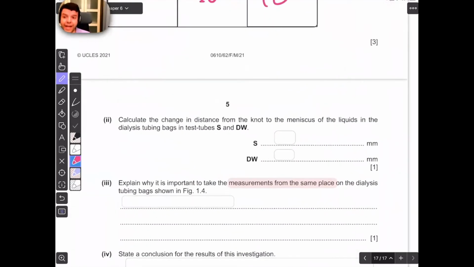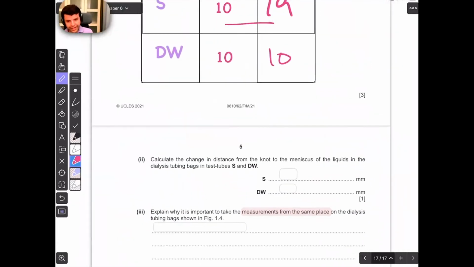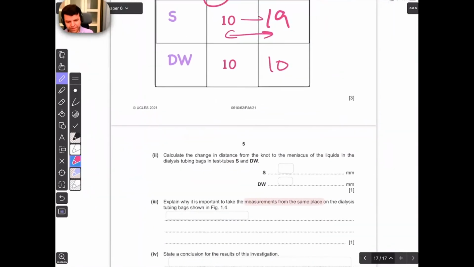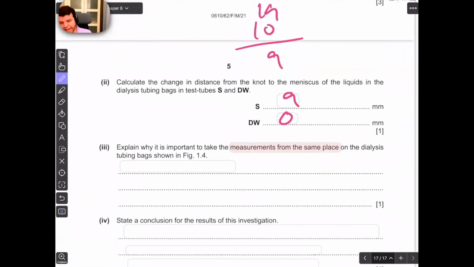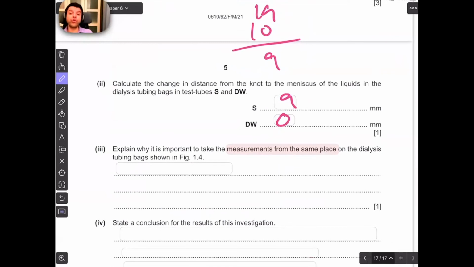They said, calculate the change in distance between the bag before and after. So how much is the difference in the size? You say basically 19 minus 10 is 9. So you write 9 here. And here what you're going to do, you say 10 minus 10 is 0. Okay?